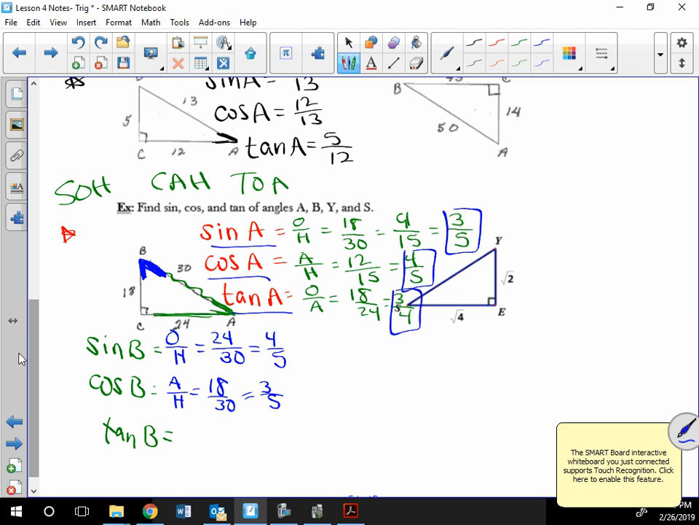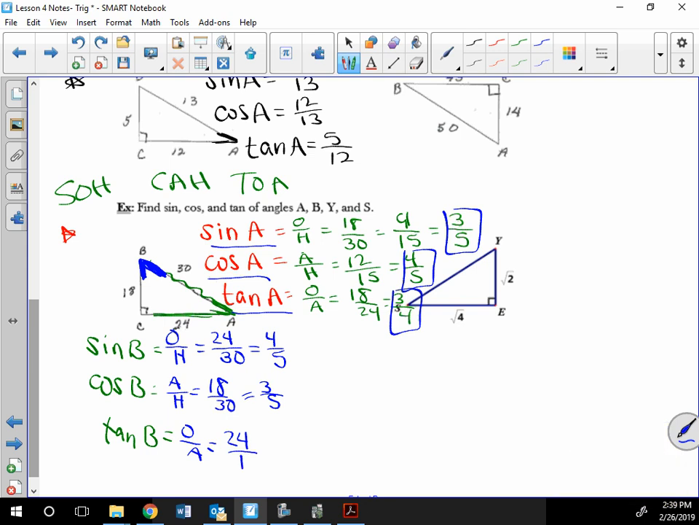Okay. Now tangent of B, again, TOA, opposite over adjacent. My opposite is now 24. My adjacent is 18. What does that simplify all the way down to? 4/3. Okay, take a look at this. Sine of A was 3/5. What's cosine of B?